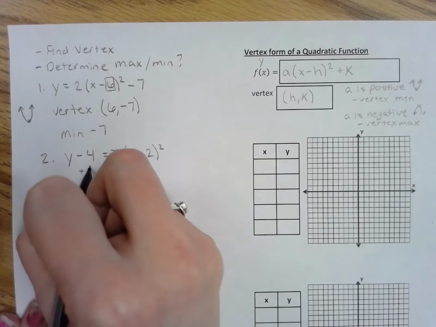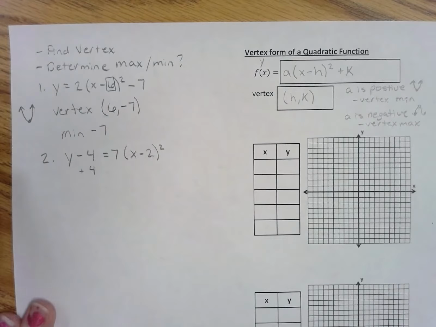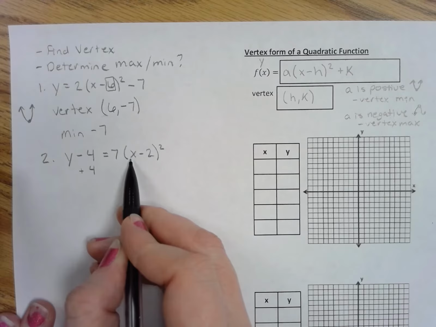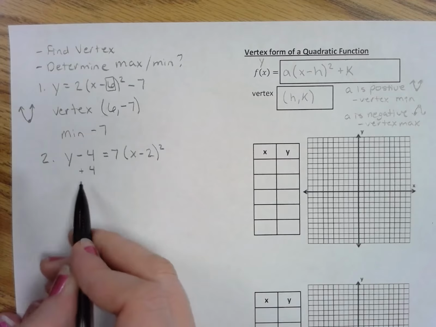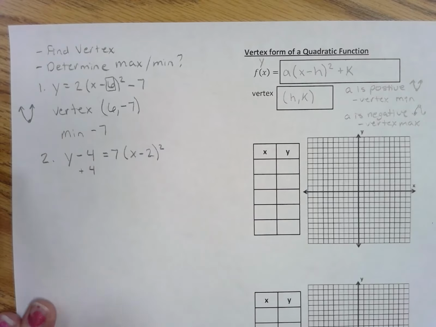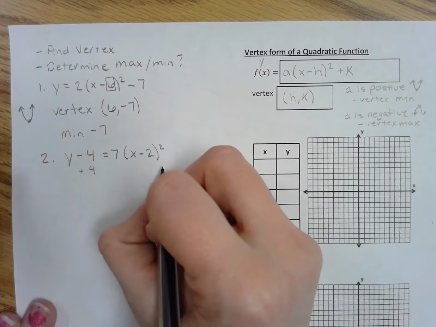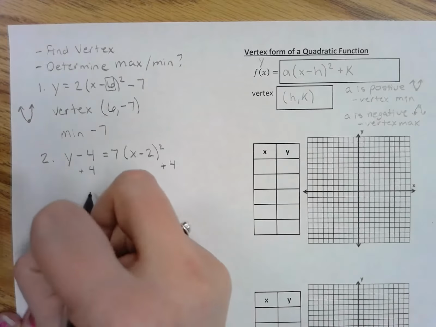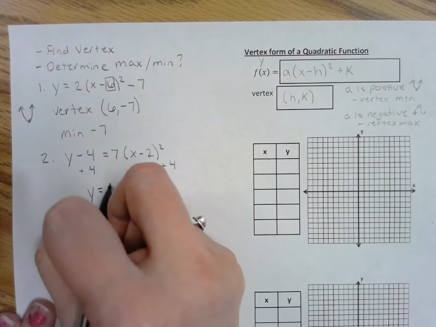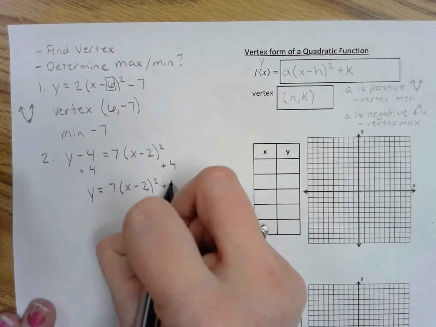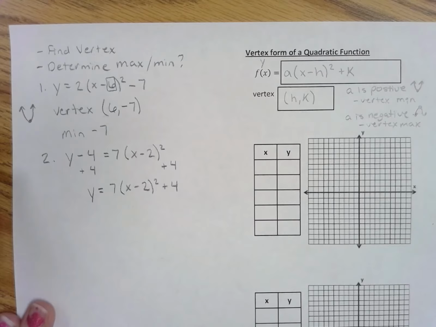So add 4 to both sides. Be careful you're not going to add it with this 7. You would have to have an (x minus 2) quantity squared with the 4 in order to add it to the 7. We can think about it as they're not like terms. So the plus 4 is just going to be tacked on to the end and be our k value. So we have y equals 7 times (x minus 2) squared plus 4 in vertex form.